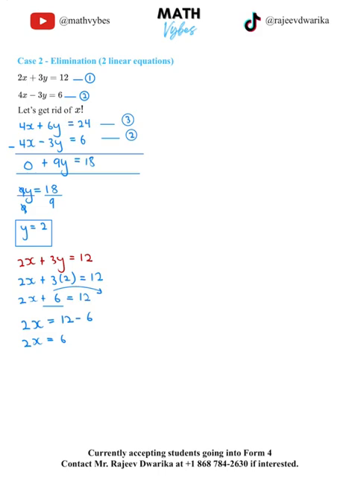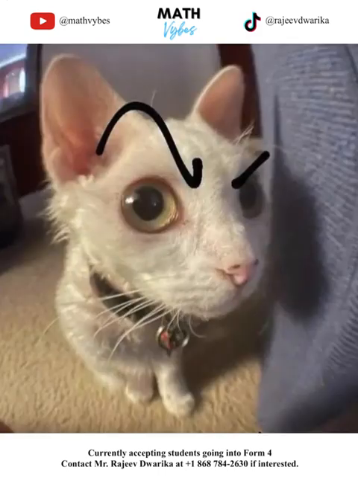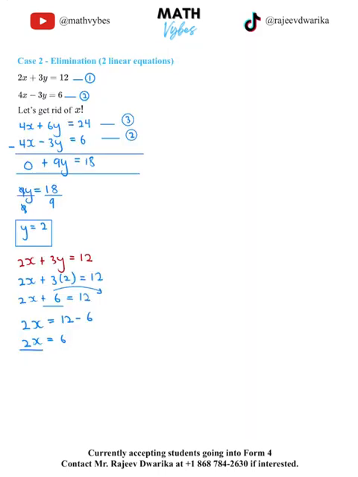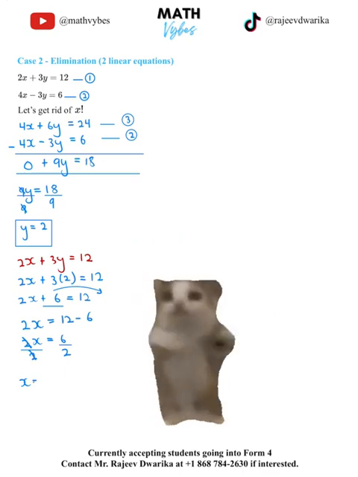So what do you have to multiply by 2 to get 6? Huh? The answer is 3. The full working would be to divide both sides by 2. The 2 and the 2 would cancel off. 2 into 6 is 3, so x is equal to 3.